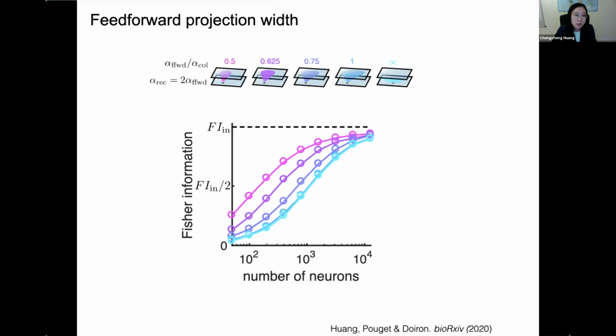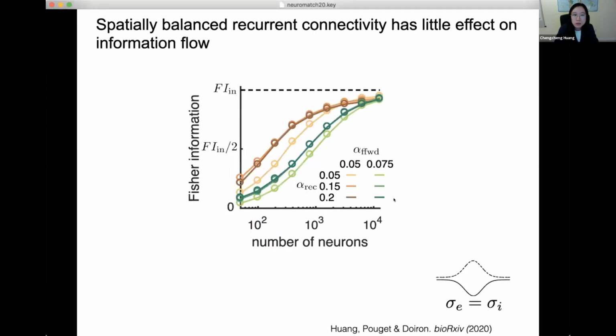Then next we can look at what is the effect of recurrent connections. So for this case, we fix the excitatory projections and the inhibitory projections to be the same. So it's just spatially balanced excitation and inhibition. Then for this case, we can vary the recurrent connection width, from the light color to the darker color.